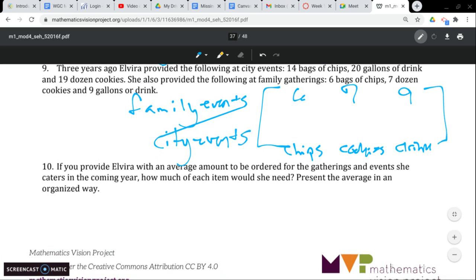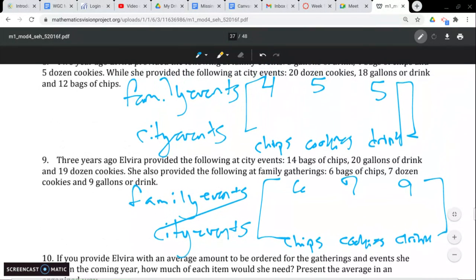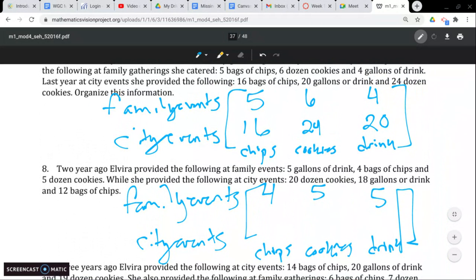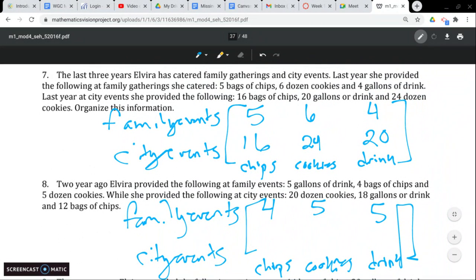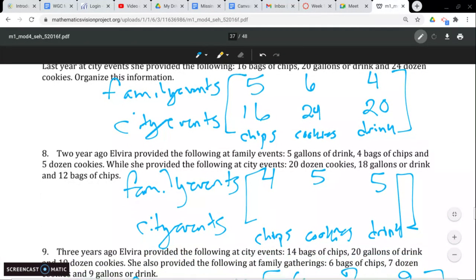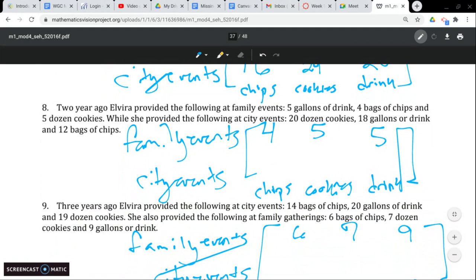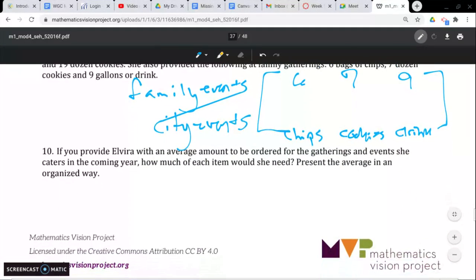Now for number 10. If you provide Elvira with an average amount to be ordered for the gatherings and city events she caters in the coming year, how much of each item would she need? Present the average in an organized way. So what this means is we're going to take all the values for family events for chips. So we have 6 in year 3, 4 in year 2, and 5 in last year, year 1. So we're going to add those together. So 5 plus 4 plus 6. So we end up with 15. We divide that by 3 because we're finding the average.